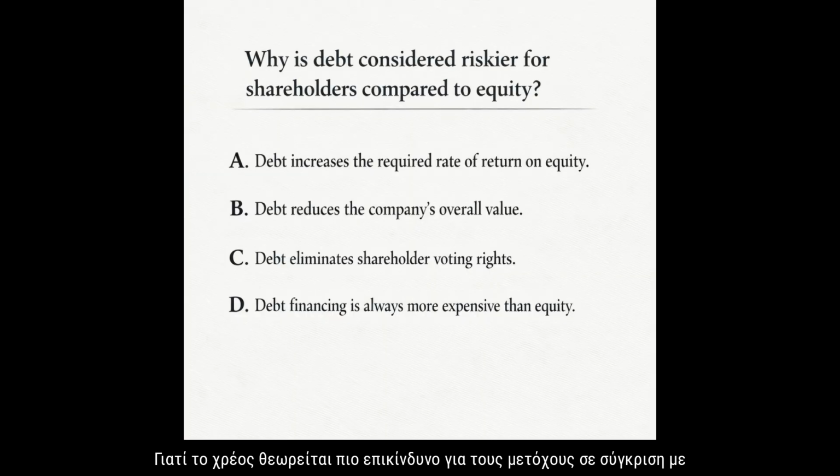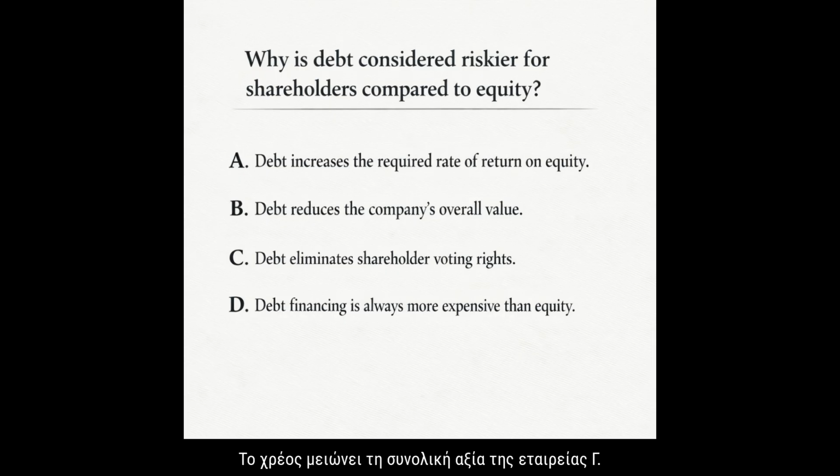Why is debt considered riskier for shareholders compared to equity? A. Debt increases the required rate of return on equity. B. Debt reduces the company's overall value. C. Debt eliminates shareholder voting rights. D. Debt financing is always more expensive than equity.